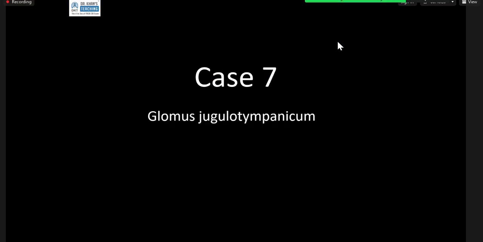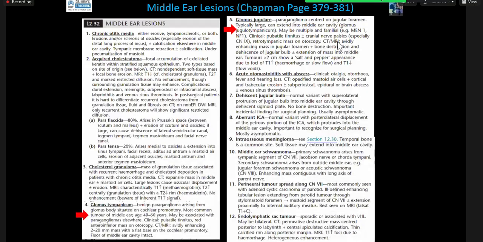So this was a glomus jugulotympanicum. Glomus tumors in the middle ear cavity can have their epicenter around the jugular foramen. When it is around the jugular foramen, we call it glomus jugulare. From the jugular foramen, if it goes into the middle ear cavity, then we call it glomus jugulotympanicum. And then there can be another one which is just in the tympanic cavity, as in the middle ear cavity, and we call it glomus tympanicum.